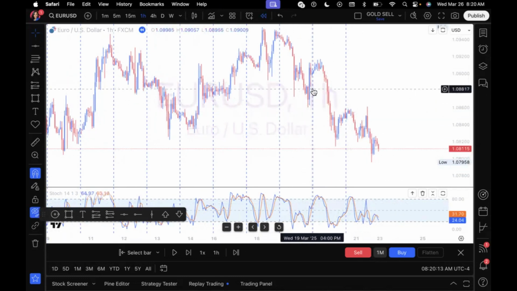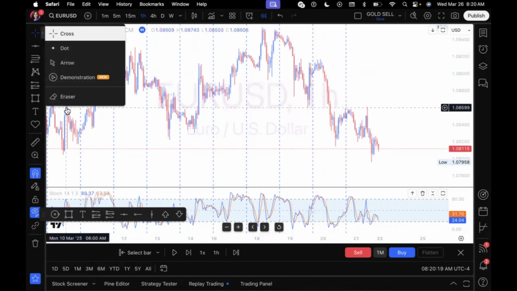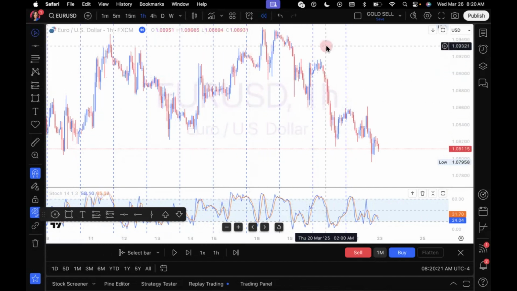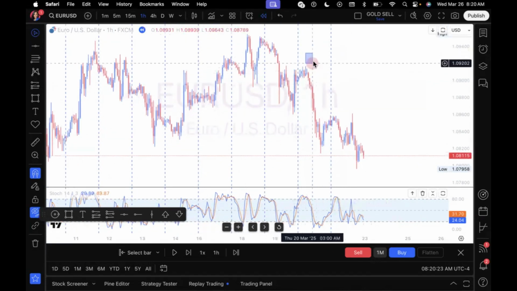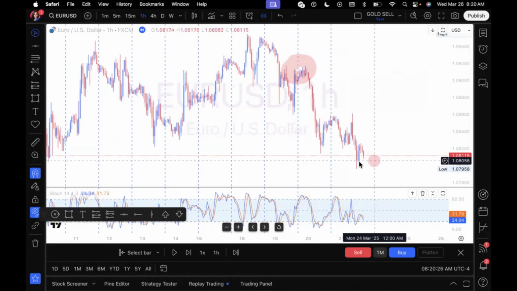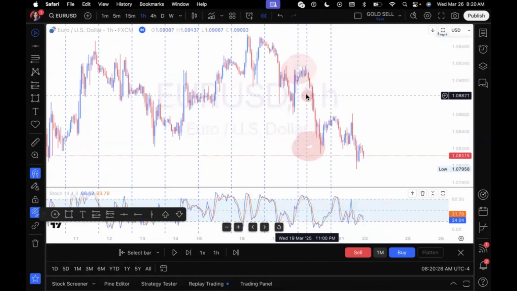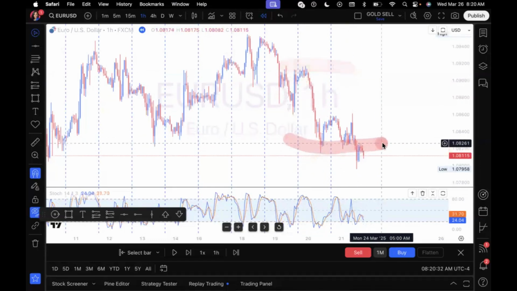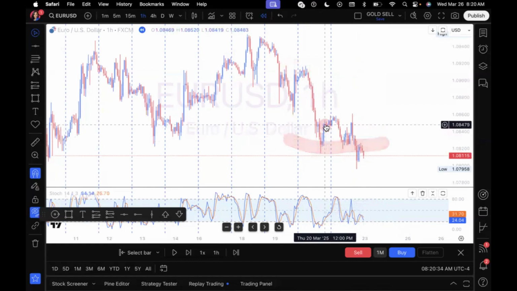Now, one thing I have on here are my session breaks. Session breaks make it super easy to identify the previous day's high, and the previous day's low. And these are areas that you want to pay attention to because based on how the market reacts at this area, this is going to let you know if you want to buy or sell.